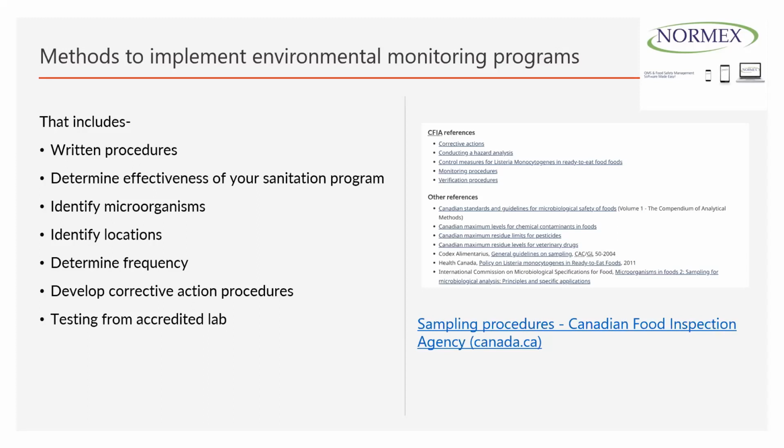On my right, I have some references from CFIA. These are some procedures and guidance documents that they have provided for food facilities to use if they have some presence, what should they do? So these are little guidance templates or documents that are provided by them. I have the link provided on my presentation.